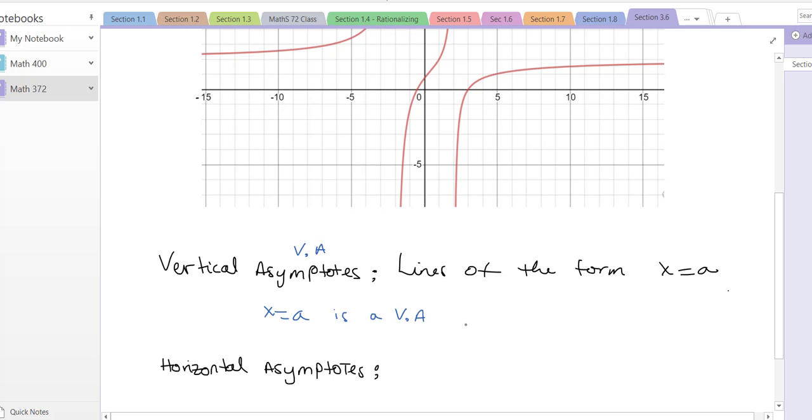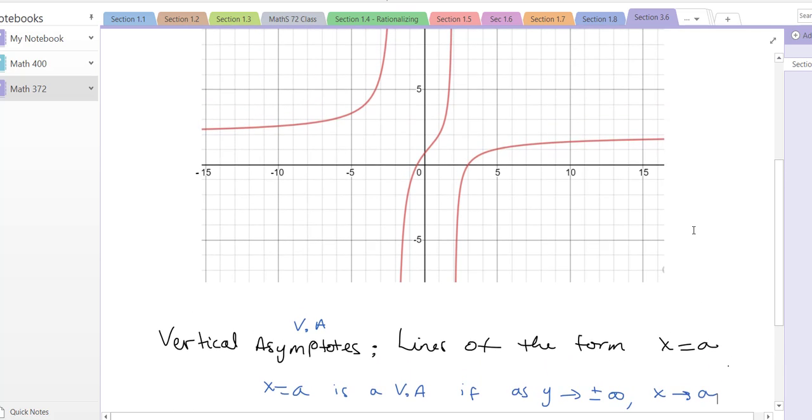So x equals a is a vertical asymptote if, as y goes to plus or minus infinity, the x values are approaching a. So that's what that little arrow means. As y approaches plus or minus infinity, x is approaching the value of a. So let's go back up to the graph.